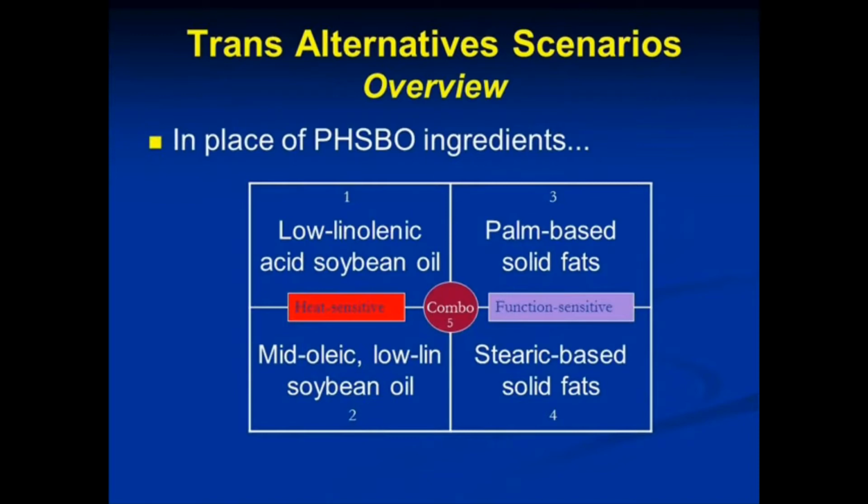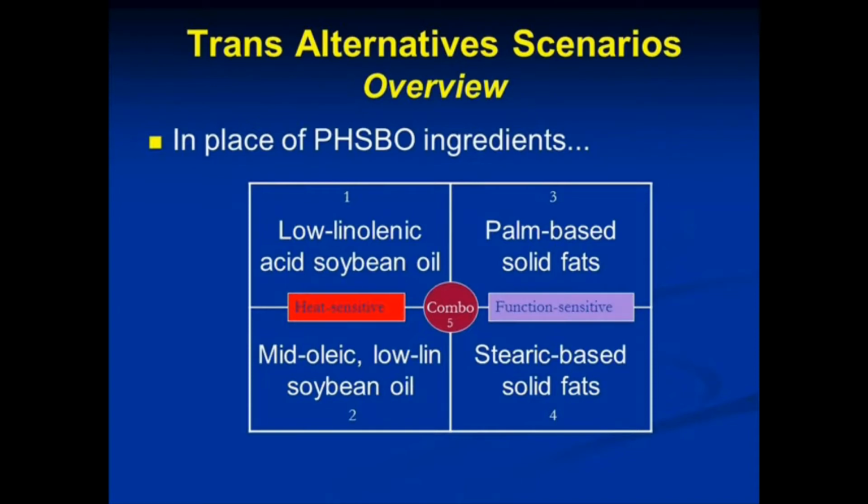So graphically, this is what the modeling exercise looks like. There are basically two sides. One are applications that require heat-stable oil, the frying applications. The other side are the functional sensitive applications, the baking applications. Those are going to be palm-based solid fats or stearic-based solid fats, whereas the heat-stable oils are going to be the low-lin soybean oils or the mid-oleic low-lin soybean oils. So this is the area where the interesterified fats are going to start to show up. So the next question is, how much might be showing up in these areas?